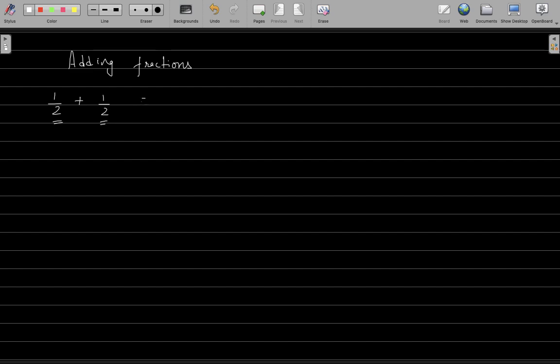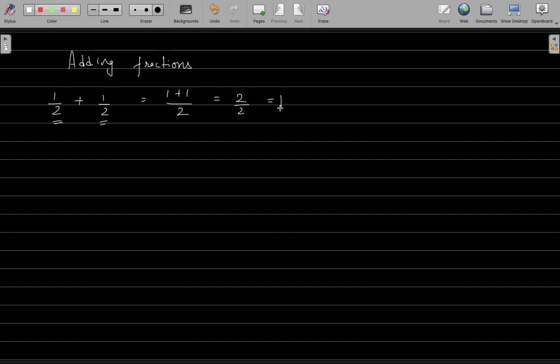When the denominators of the fractions are same, you just keep the denominator as it is and add the numerators, that is 1 plus 1. That's how you get 2 by 2, which is nothing but equal to 1.